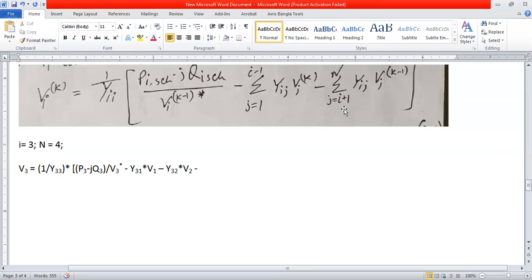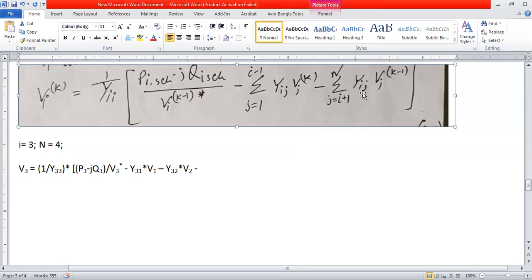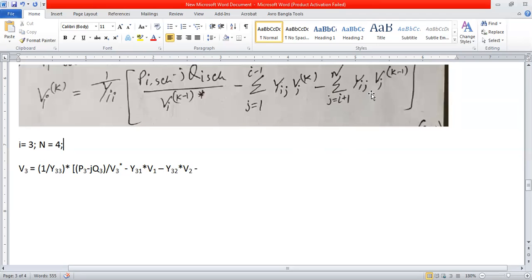I is equal to 3, so I plus 1 means 4, and the total number of buses, that is capital N, is equal to 4. So 4 to 4, so there will be a single term, and that is I is equal to 3 and J is equal to 4. So here it should be Y34 into V4. So this is the final equation.